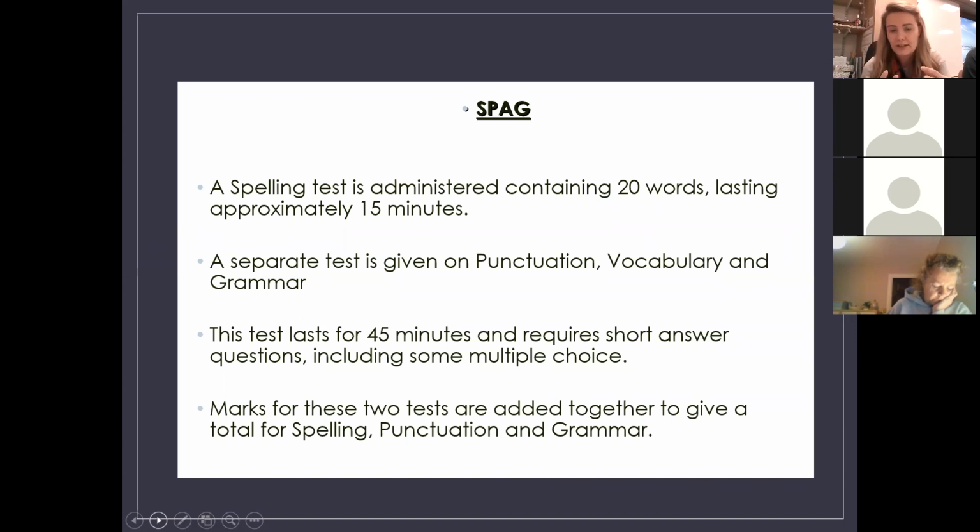We do that for the children. So it's about 15 minutes, but it's not strictly timed. We can move on when the children are ready. And then the punctuation, vocabulary and grammar test lasts a bit longer, 45 minutes. And that's a lot of short answer questions, ticking boxes, underlining things, circling things, just writing very short responses, maybe a sentence, but that's all they are expected to do for that paper. And then those 2 results are added together to give the total for the spelling, punctuation and grammar paper.